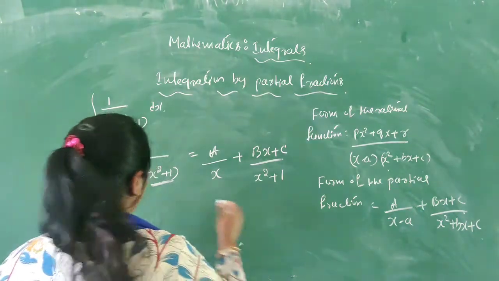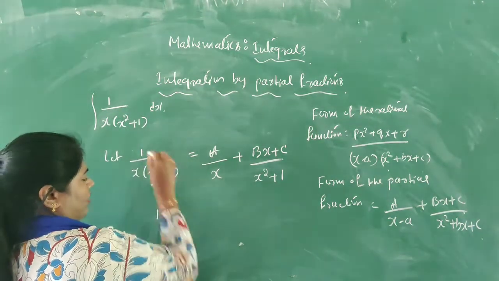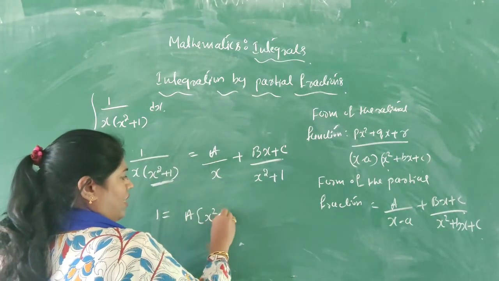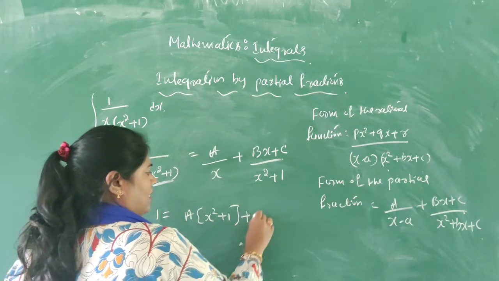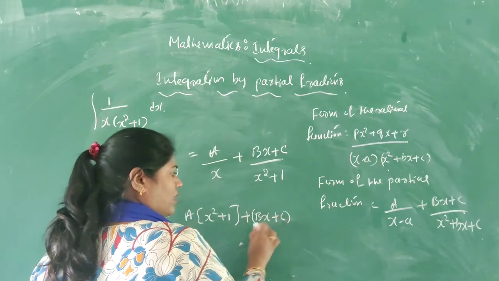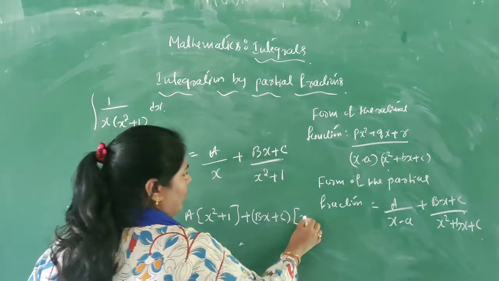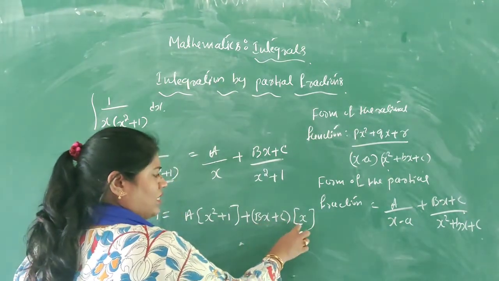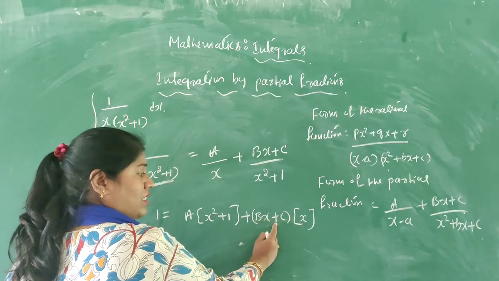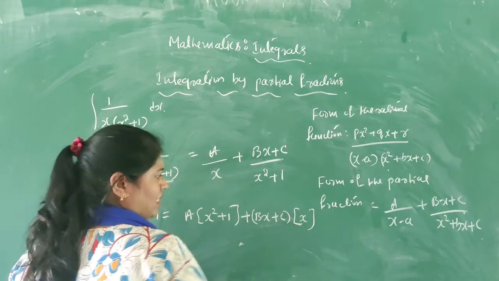After that, we need to calculate. 1 is equal to, it is the numerator, 1 is equal to A(x squared plus 1) plus (bx plus c)x. This is very, very important. This (bx plus c) is there for this x also. It is included for this x. We need to multiply this bx and c by x, okay?